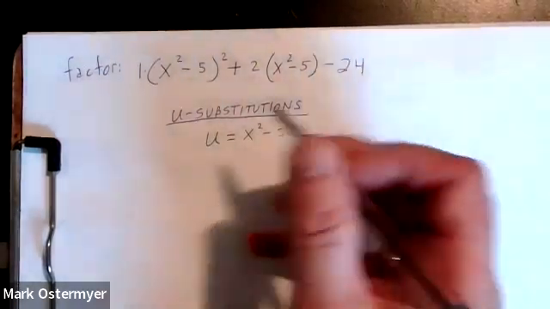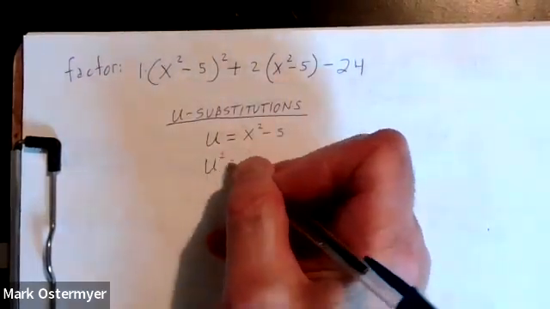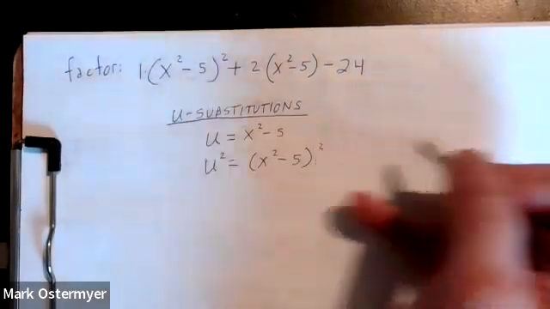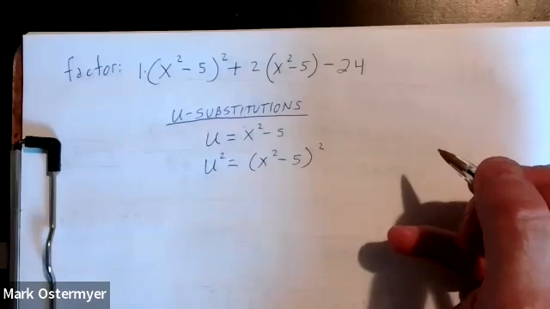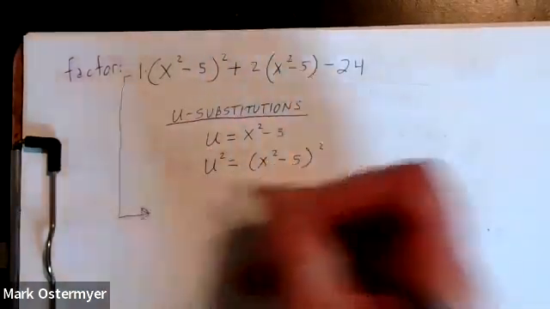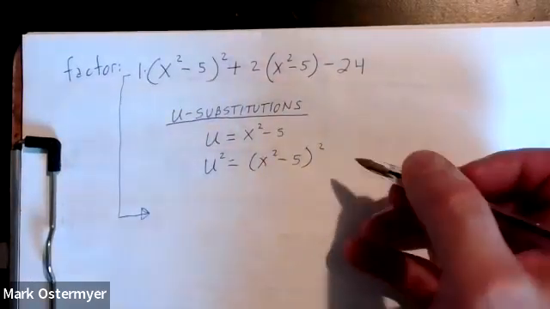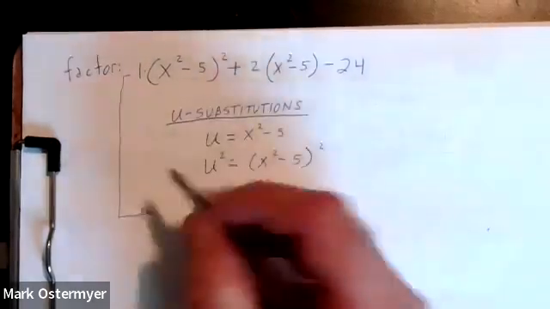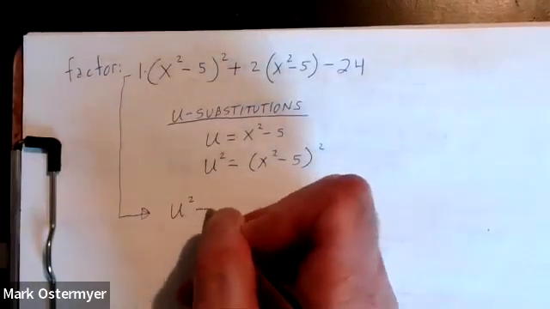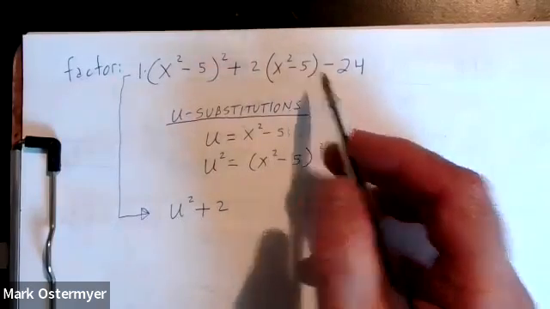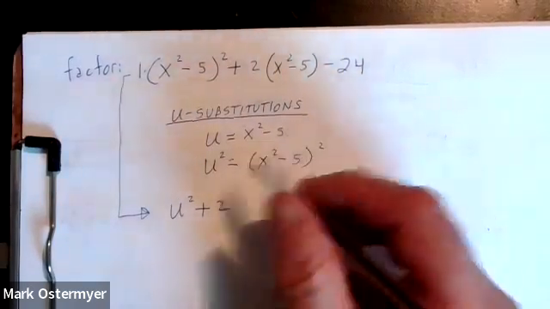And therefore, if u is equal to x squared minus 5, then u squared is going to be equal to x squared minus 5 quantity squared. So that being the case, I can take my polynomial up here and I can do my u substitution now. I can let u squared take the place of x squared minus 5 squared. And in place of x squared minus 5, I'm going to replace it with u.